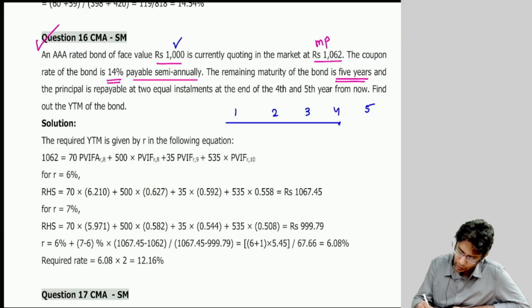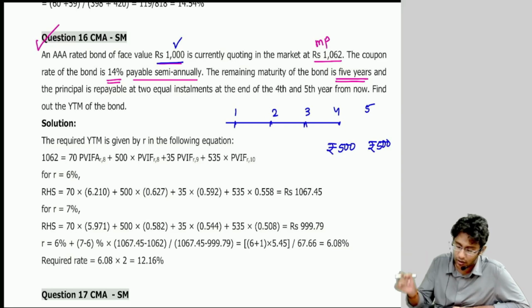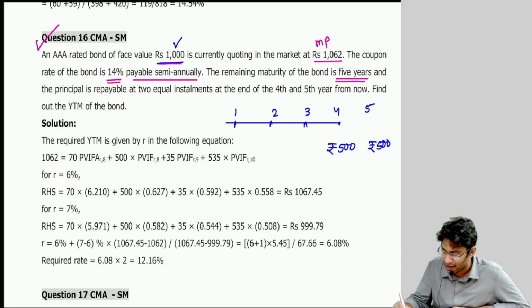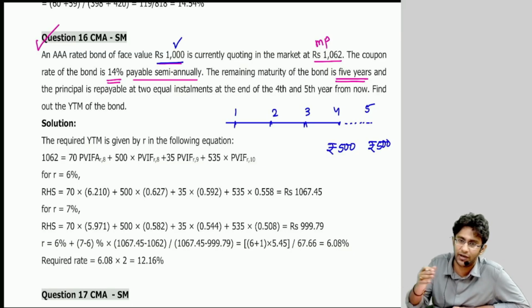What is the face value of the bond? 1,000. Less 500 you will get at the end of the 4th year, and another 500 at the end of the 5th year. So throughout the first, second, third and fourth year, you get coupon calculations on 1000. But in the last year, coupon calculations will be made only on 500 rupees because 500 is already paid. Are you able to spot this? If you spot this, half the job is done.